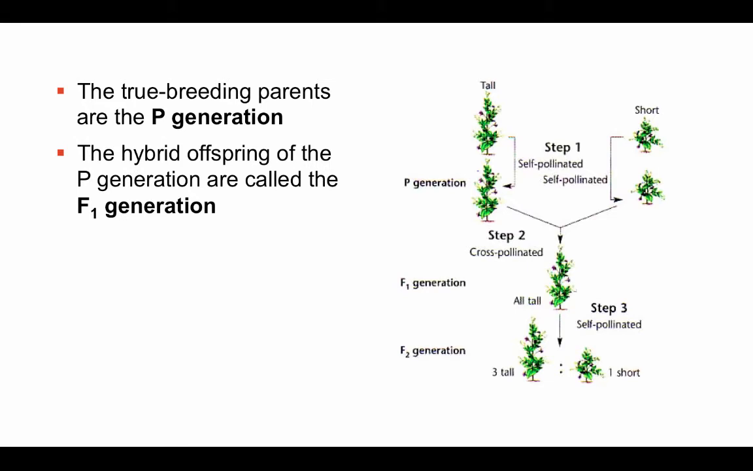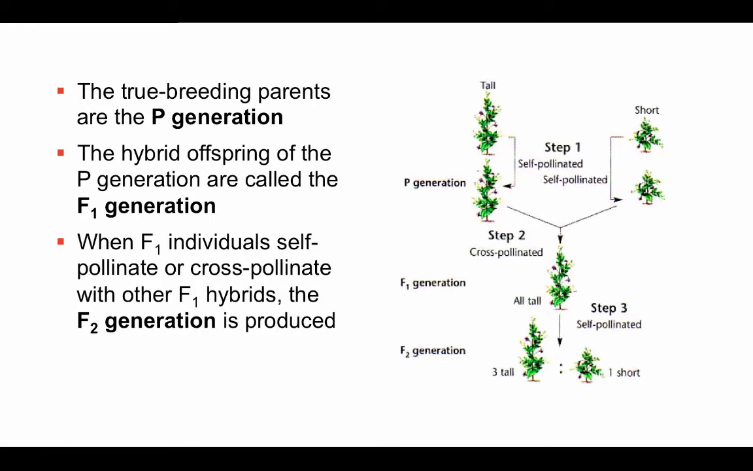Then you create hybrid offspring. And the hybrid offspring of the P generation are called the F1 generation. So you fertilize one true breeding type with a contrasting true breeding type in a carefully controlled way to produce the F1 generation that are hybrids between these two true breeding types. Then you either cross members of this F1 generation or you just allow them to self-pollinate. And the offspring from those pollinations are going to produce the F2 generation.